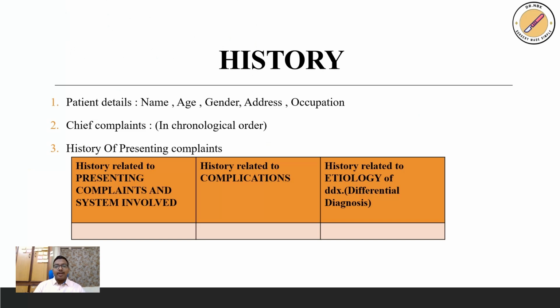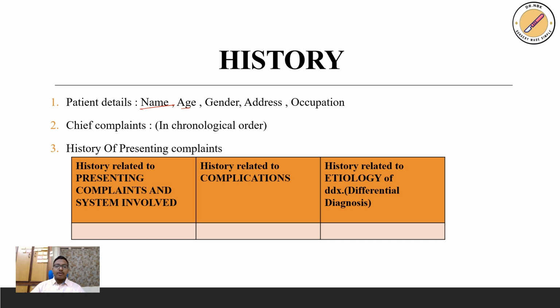Again, the case sheet can be divided into three subdivisions. Like first one is history taking, then general examination, then local examination with the provisional diagnosis. Right? So first one is patient details. So what are the basic patient details we are going to have? One is name, age, gender, address, occupation.